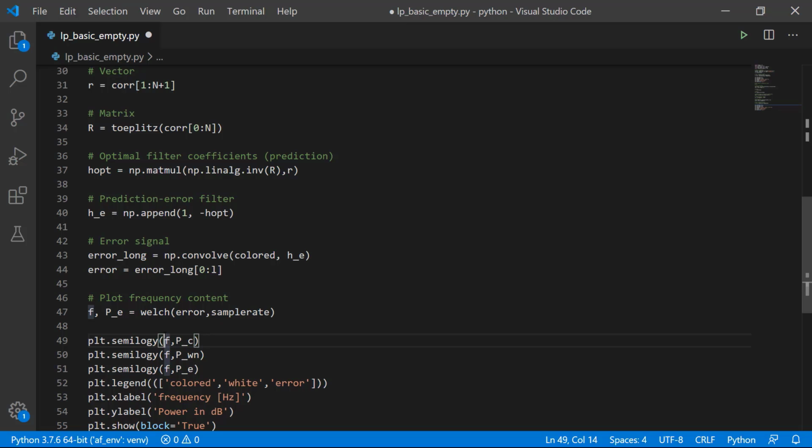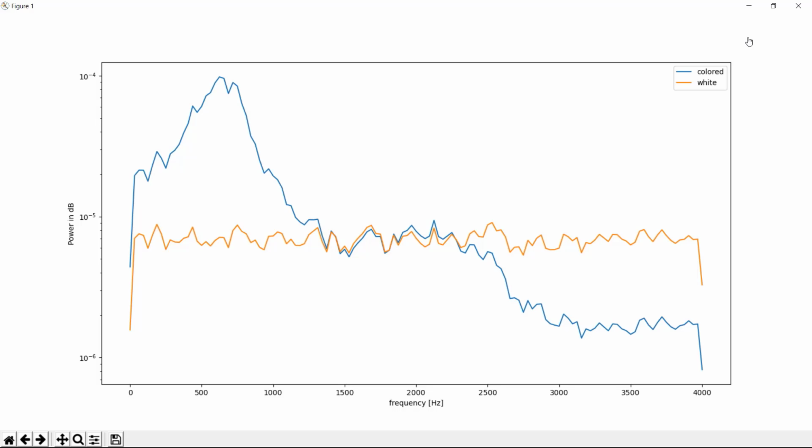So this was it. Now let's go ahead and run it. You see here the signals before we apply the linear prediction filter. In orange you see the white noise signal, and as expected the power spectral density is almost flat, there's no coloration there. And then in blue is the colored signal. So remember the colored signal was produced by applying an inverse prediction error filter to the white noise signal, and you clearly see here that the signal is colored now.